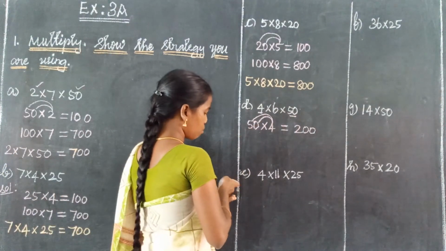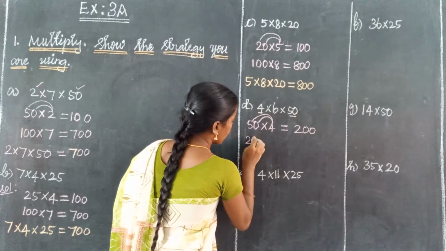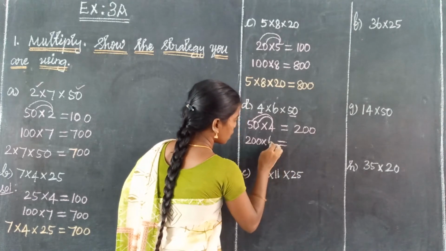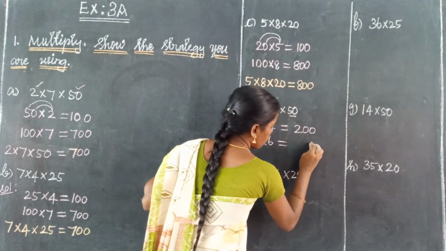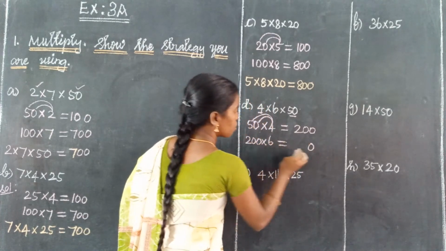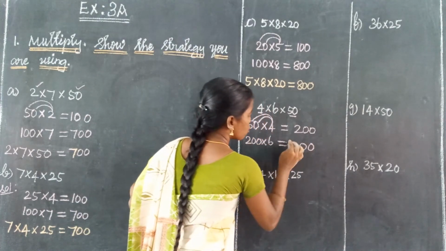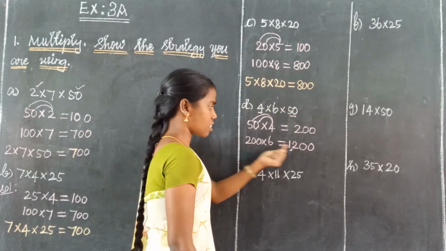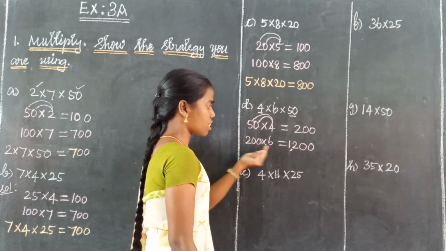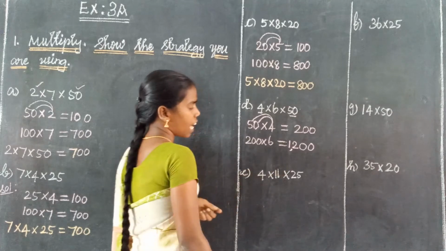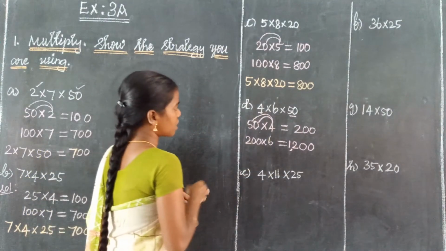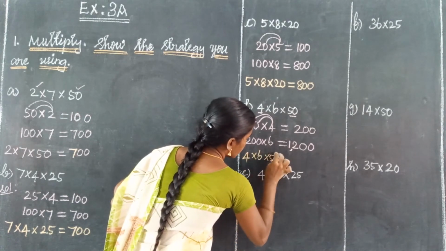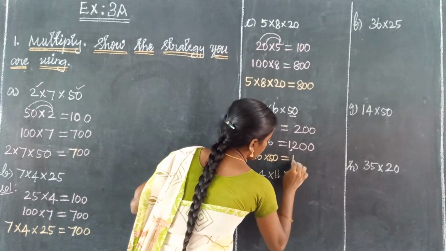And the third value: 200 into 6 is equal to 600 and then 6 2s are 12. So 1 into 0 into 6, 0, and the second one the same, 0 into 6, 0, and 6 2s are 12. Answer is 1200. So 4 into 6 into 50 is equal to 1200.